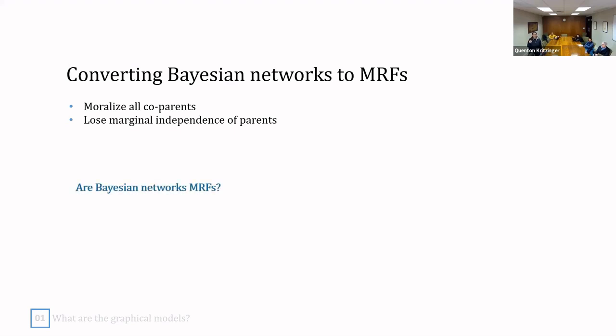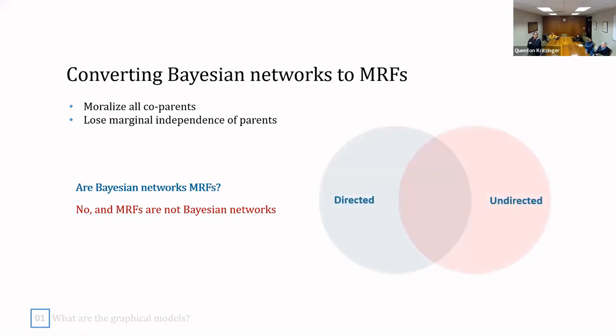So if I ask again this question, are Bayesian networks Markov random fields? You will say that no, and also Markov random fields are not Bayesian networks. So we have this situation for directed graphical models and undirected graphical models. It was an introduction to graphical models: what exactly a graphical model is, what undirected and directed graphical models are, and the relation between them.